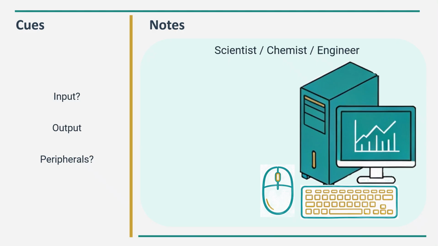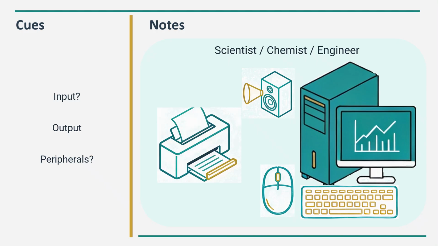For output, they depend on one or more large monitors to view graphs, simulations, and reports clearly. As peripherals, they often use external drives or connections to a central file server to store huge data sets, and sometimes a UPS, an uninterruptible power supply, to keep the computer running during power cuts so that their long simulations are not lost.